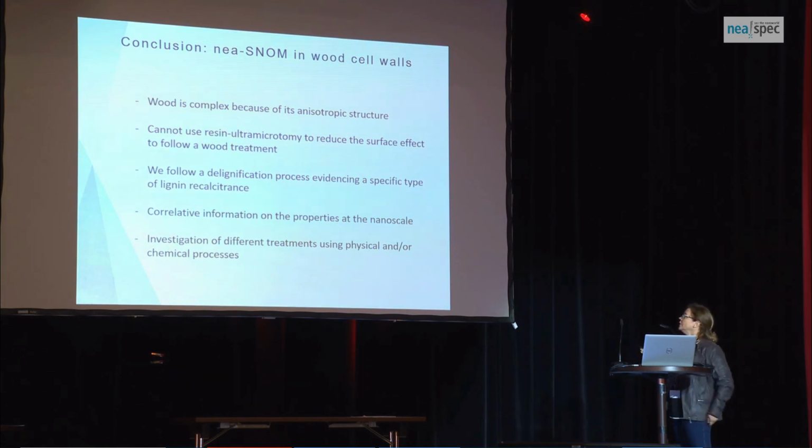So we also, of course, follow the delignification process, and we actually showed that we had recalcitrance of the G-lignin. And the main thing that we wanted to demonstrate is that we can actually have correlative information between the mechanical, optical, and chemical property of this cell wall at the nanoscale. Of course, we want to continue, and especially into treatment that use physical aspect instead of chemistry. For example, applying a tension to wood that would generate more production of cellulose.